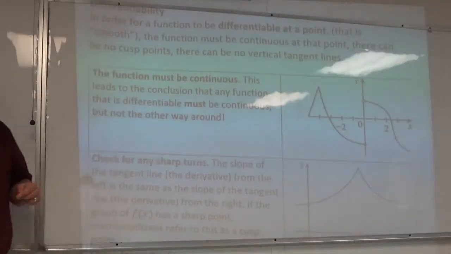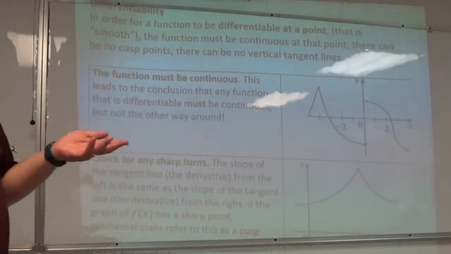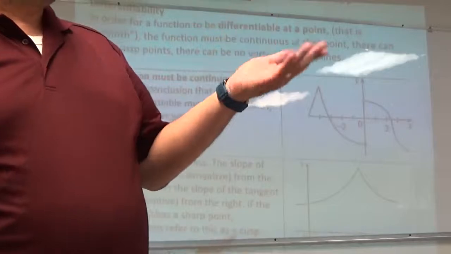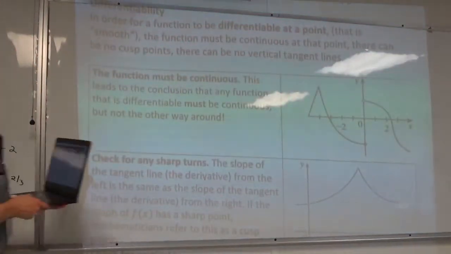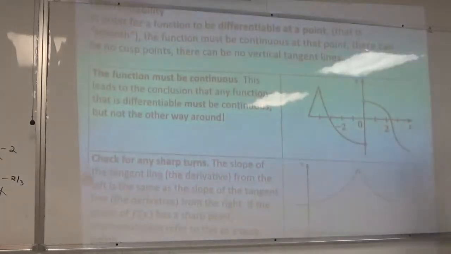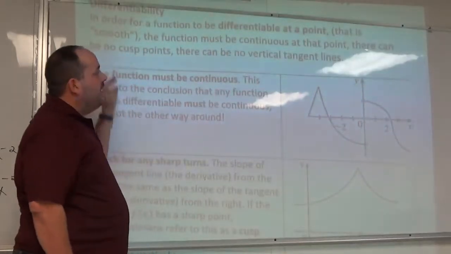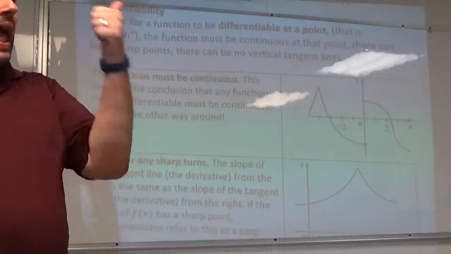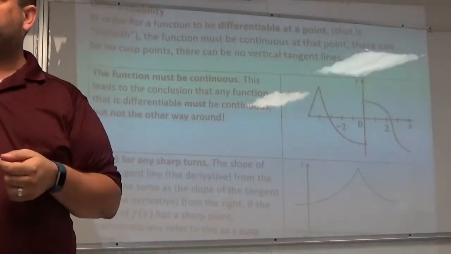Okay, so in order for a function to be differentiable, some textbooks, instead of using the word differentiable, say smooth. They say a function is smooth. That is the same way of saying the function is differentiable, that the derivative exists. So in order for a function to be differentiable at a point, that is smooth, the function has to first be continuous. You have to have continuity. There can be no cusp point. Show me your cusp point.